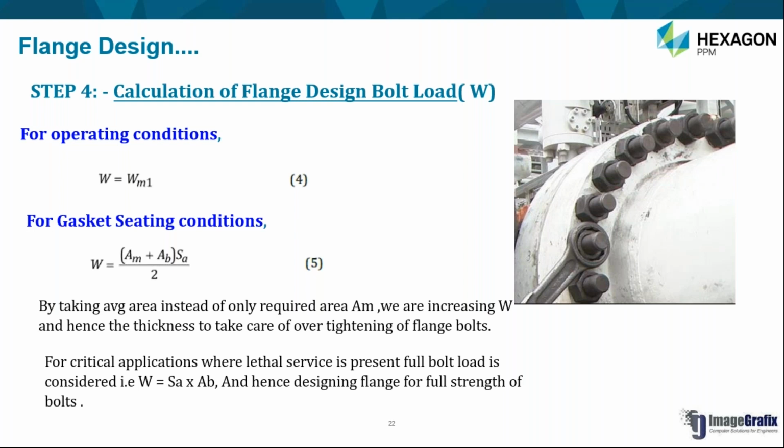Okay, so for critical applications where lethal service is present, full bolt load should be considered, that is W is equal to SA multiplied by AB, and hence we will be designing the flange for the full strength of the bolts. This condition is mostly used in oil and gas applications, where full bolt loads need to be considered for the flange design, because even a smaller leakage can cause a very big problem. You may know very well that PV Elite also has an option, a checkbox, for whether it is to be designed for the full bolt load or not. Those options are very well available in the software.